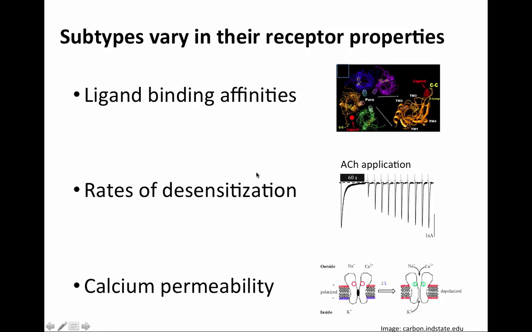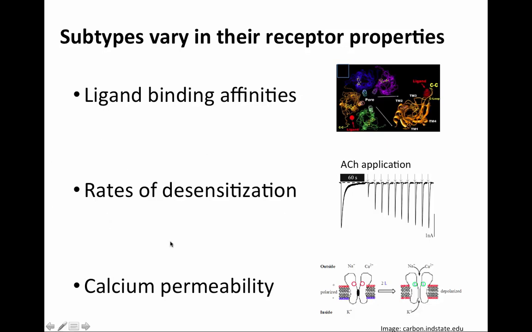In addition to different expression patterns, each receptor subtype has different receptor properties. There can be differences in ligand binding. Certain agonists and antagonists affect a particular subtype more than others, which we will talk about more in the next video. The rates of desensitization of the receptors can also be different.